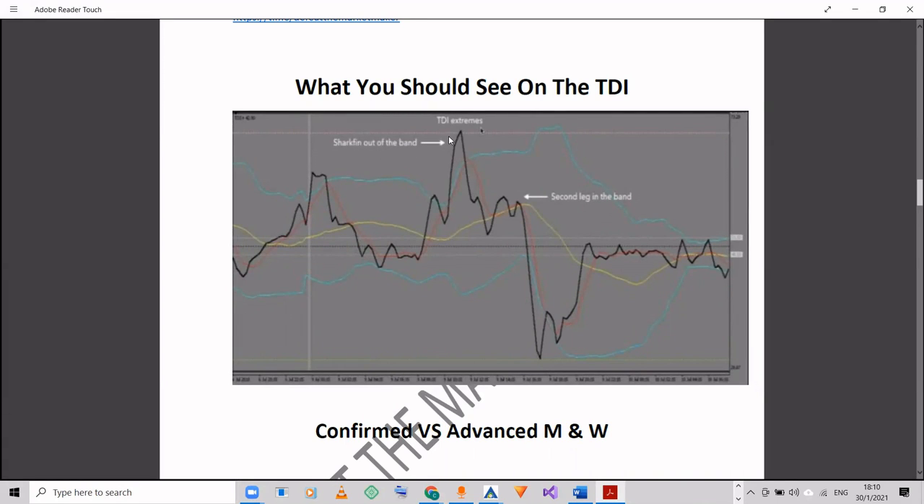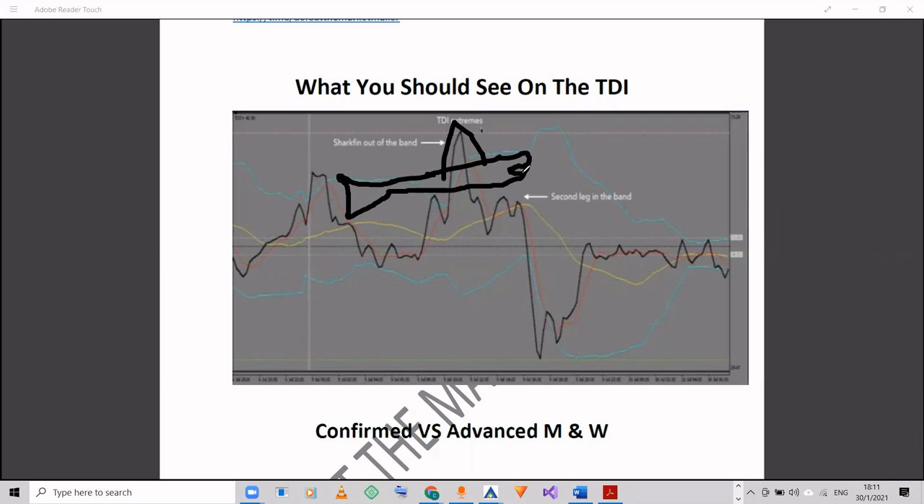So, what are we expecting? We're expecting a shark fin out of the band, the band being the blue lines over there. These are the Bollinger Bands. This is the shark fin. As you all know, a shark has that fin on its back. That's why this is called that. As you can see, it looks like that. I'm really not that good with my drawing. A shark looks like that.